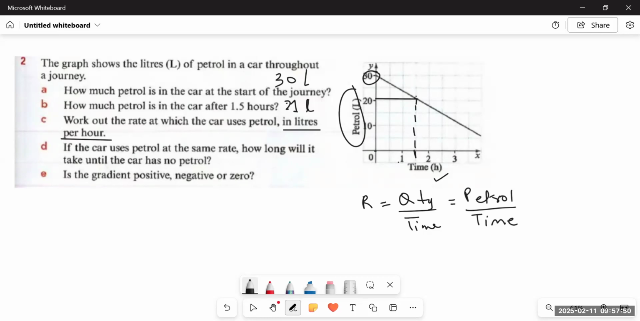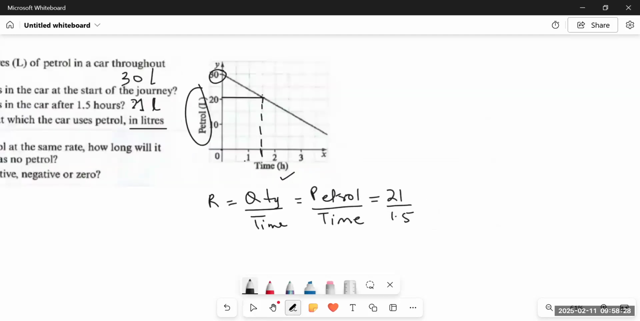So this would be easier for you to understand which quantity will come in the numerator and which will go in the denominator. So how much petrol is there? Since we have to find out the rate, we can take any two corresponding quantities. If we take petrol as 30 liters, we take time as 0. But we are not going to take this one because we are not going to get any answer. So we'll take the other quantity, that is 21 liters of petrol after 1.5 hours, right? So it would be 21 upon 1.5.